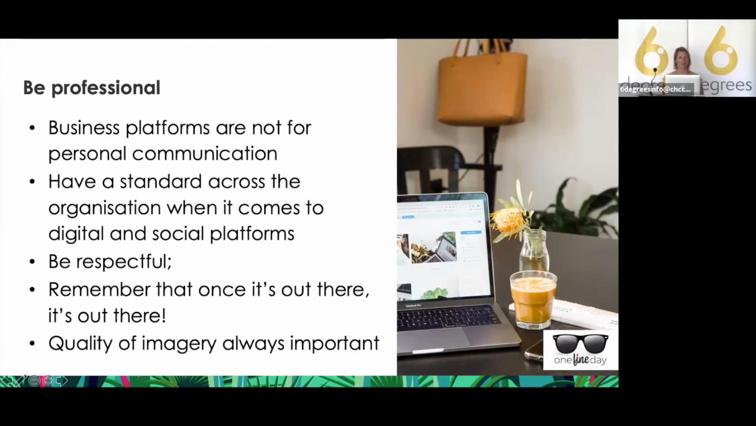I think being professional is also something that we really need to take into consideration, and having a bit of a standard across an organisation so that anyone who's contributing to content, whether that's via email or on your website or via social media, understands what the business is trying to achieve and what the standards are. I think being respectful is always important, because once it's out there, it is absolutely out there.